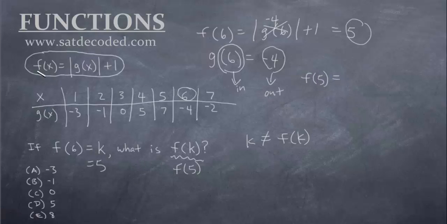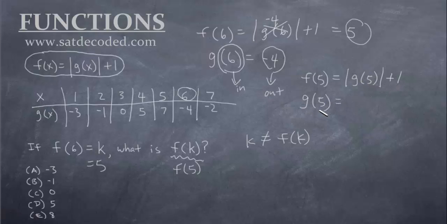Again, we've got to use our master formula for the function of f. So f of 5, the input is 5, so I'm just going to replace that where the x used to be. Sorry, this shouldn't be an equal sign. F of 5 is going to equal the absolute value of g of 5 plus 1. So to calculate this, we now need to also calculate what g of 5 is before we can take the absolute value and then add the 1.